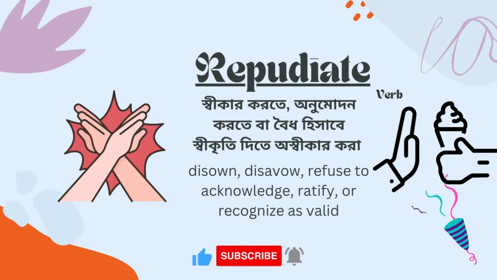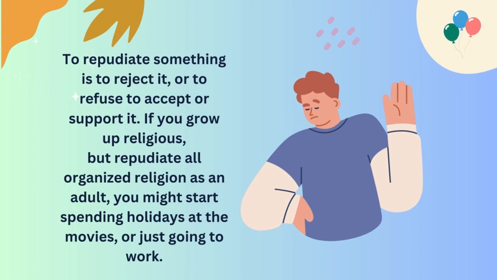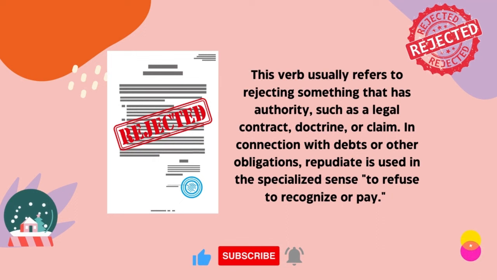To repudiate something is to reject it, or to refuse to accept or support it. If you grow up religious, but repudiate all organized religion as an adult, you might start spending holidays at the movies, or just going to work. This verb usually refers to rejecting something that has authority, such as a legal contract, doctrine, or claim. In connection with debts or other obligations, repudiate is used in a specialized sense, to refuse to recognize or pay.